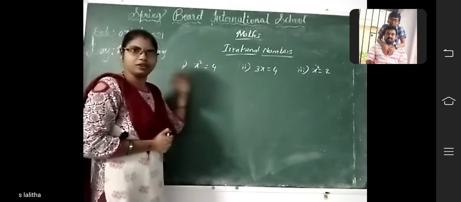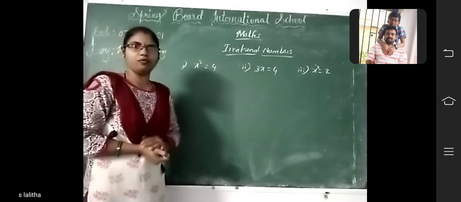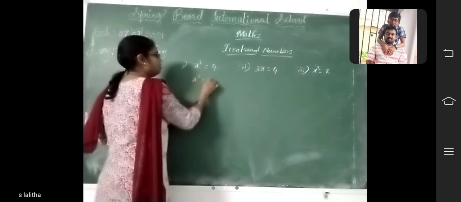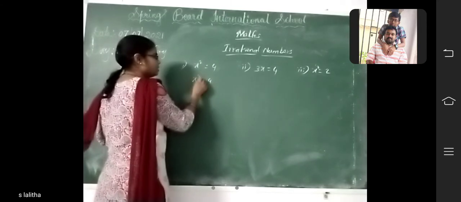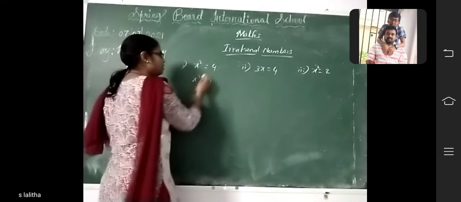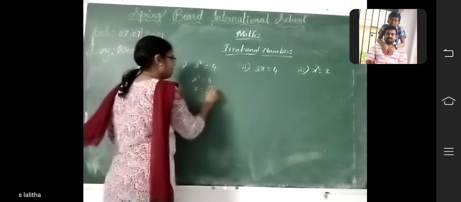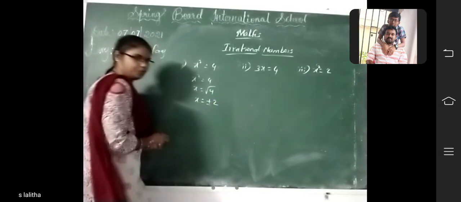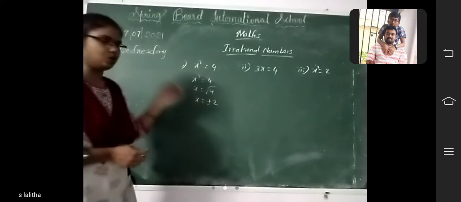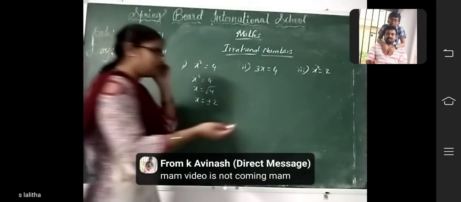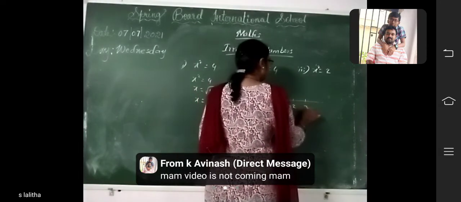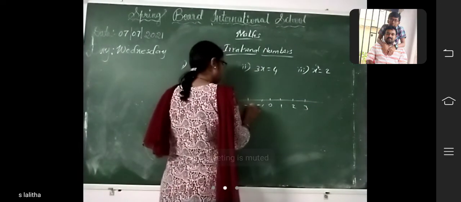First you have to take the first one: x square equal to 4. How can you write it? x equal to, this square will be transposed to the right side, and what will it become? Square root of 4. So x is equal to, what is the value? Plus or minus 2. Can you represent it on the number line? Yes, we can represent it on the number line. 1, 2, 3, here minus 1, minus.